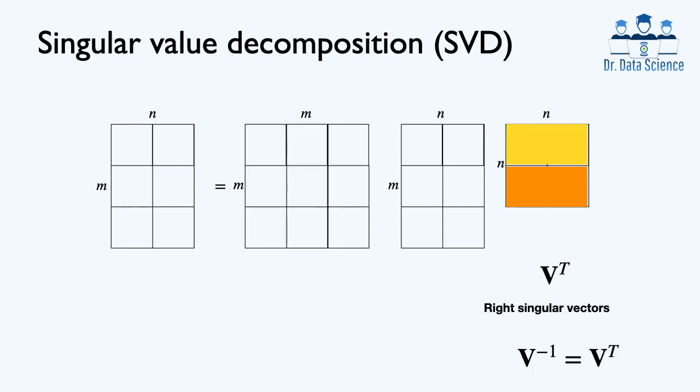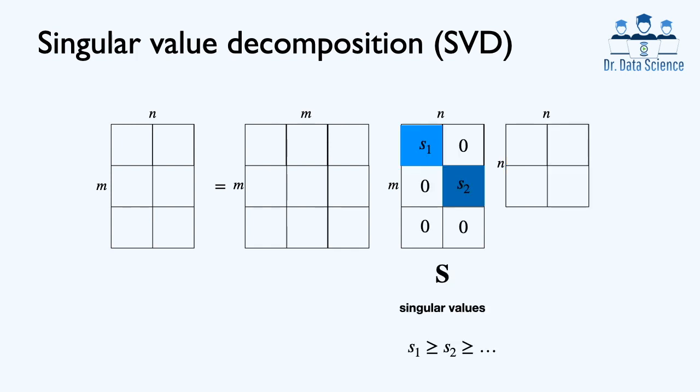Now let's take a look at the matrix V. The columns of V, which correspond to the rows of the matrix V transpose, as we color coded here, are called the right singular vectors. And V is also an orthogonal matrix, which means that the inverse of matrix V is equal to its transpose. So in that sense, matrix V is very much similar to U that we saw in the previous slide.